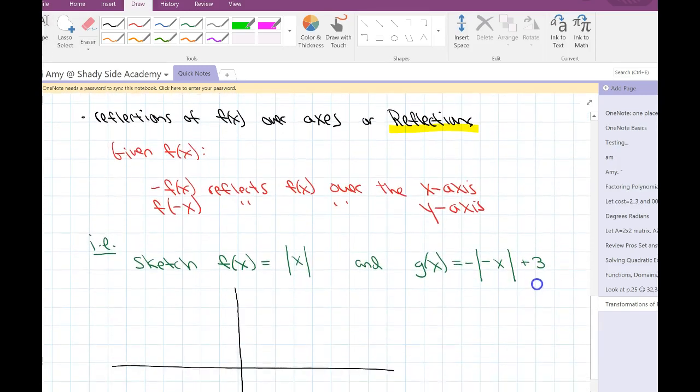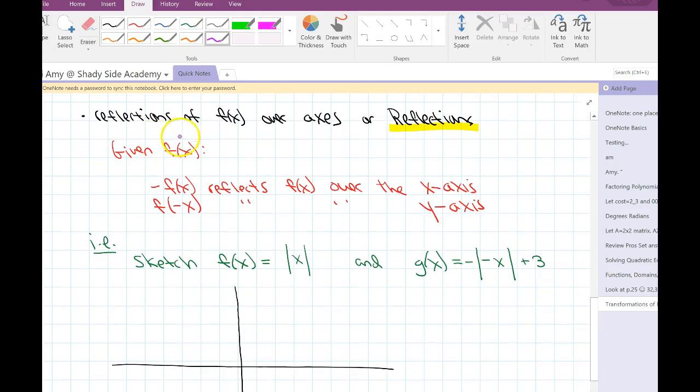So transformations do affect sometimes domains and ranges. The last transformation you saw last year was the reflection over an axis, okay? And specifically what you saw was that if you were given f of x, negative f of x reflects the function over the x-axis, and f of negative x reflects it over the y-axis, okay?